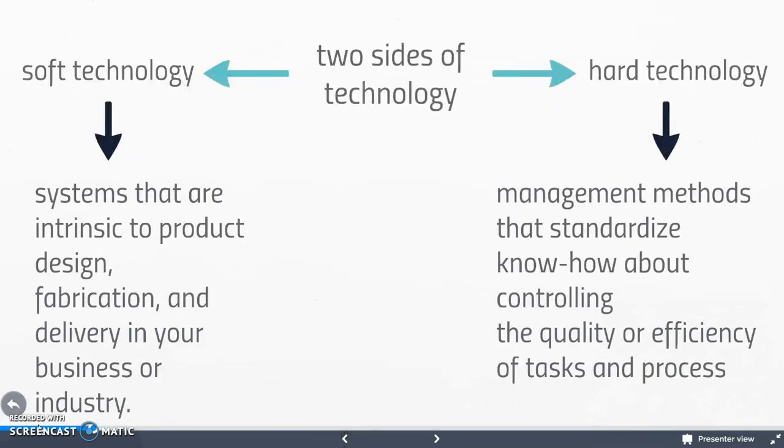There are two sides of technology. First, soft technology, and second, hard technology. Soft technology is systems that are intrinsic to product design, fabrication, and delivery in your business or industry, for example, total quality management and lean manufacturing. Hard technology is management method that standardizes know-how about controlling the quality or efficiency of tasks and processes, for example, chemical, mechanical, electrical, and others.